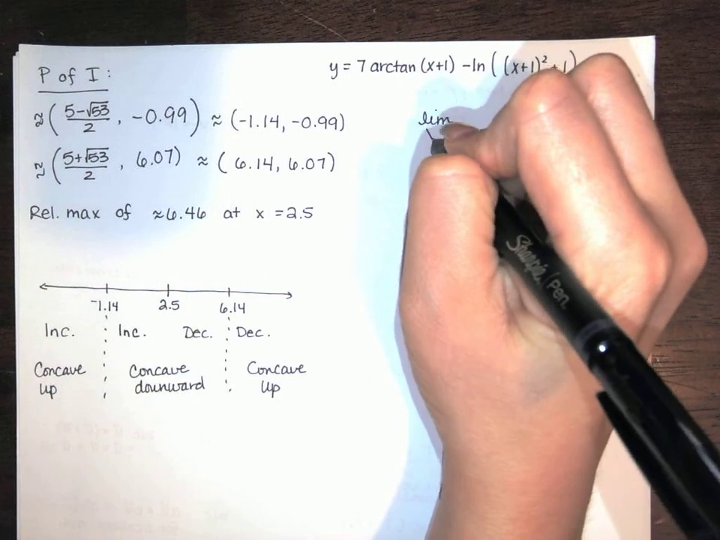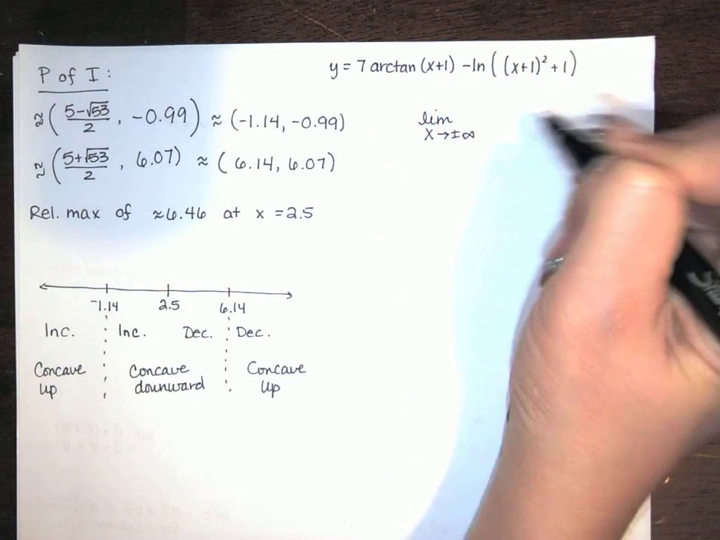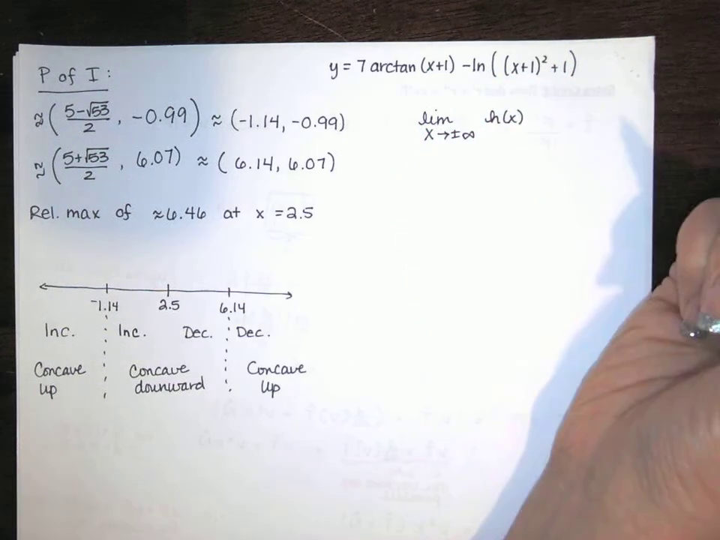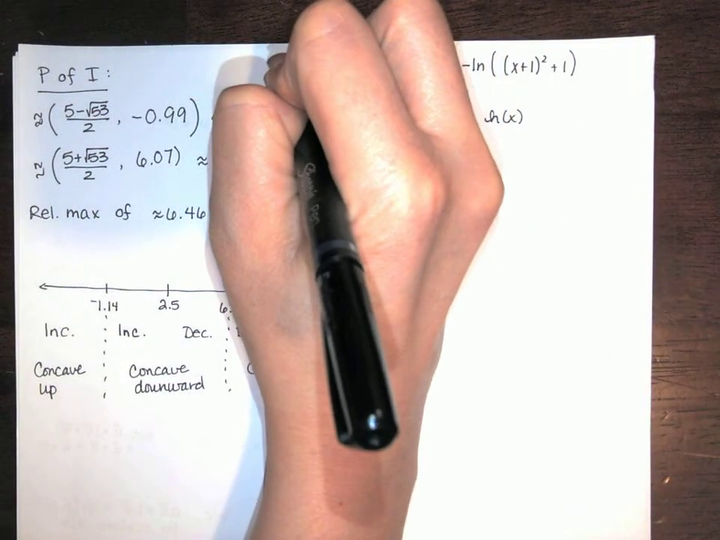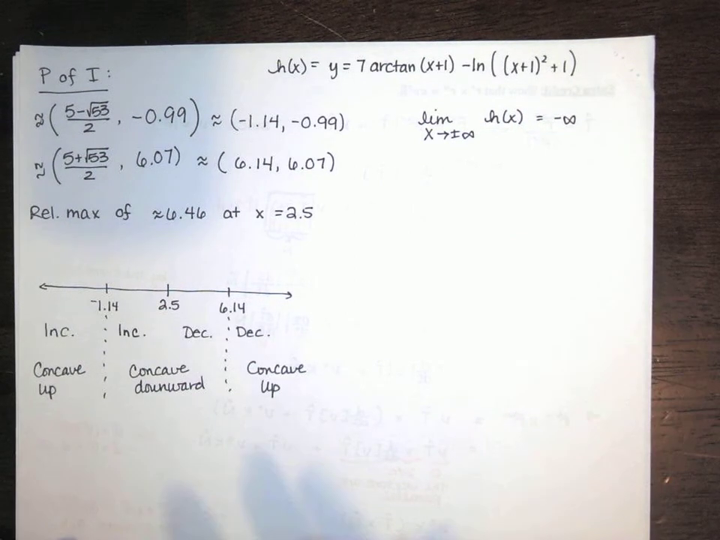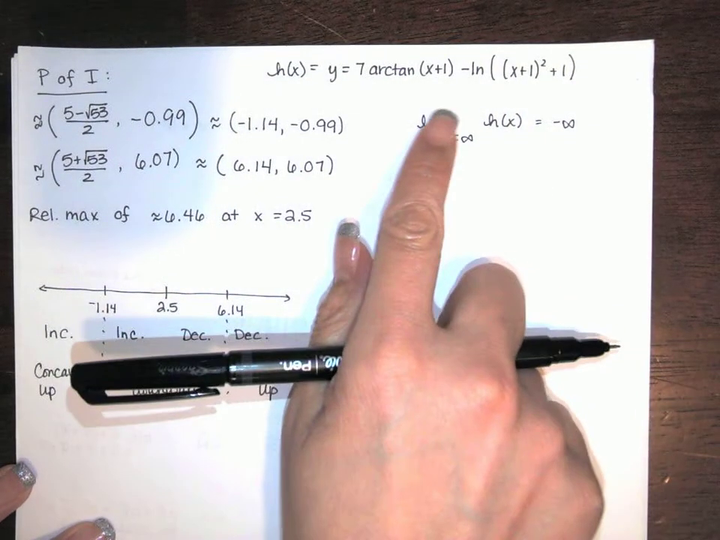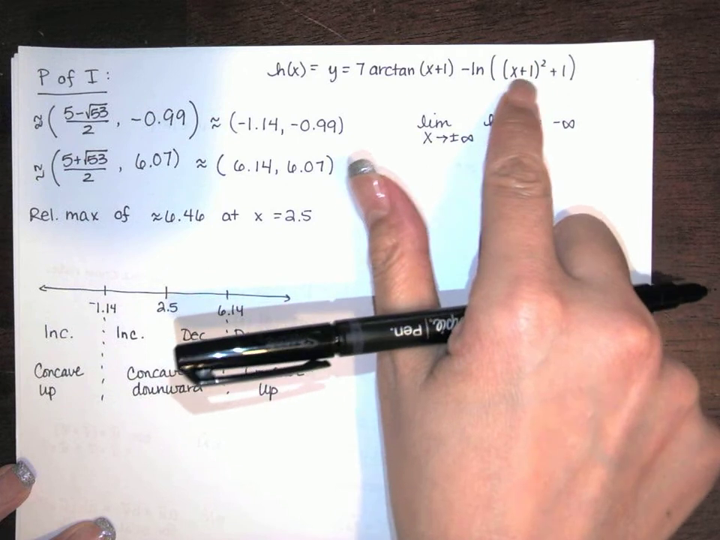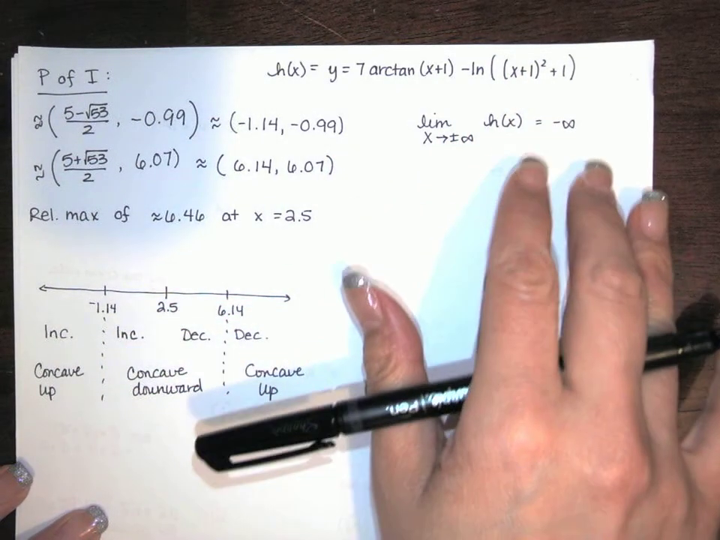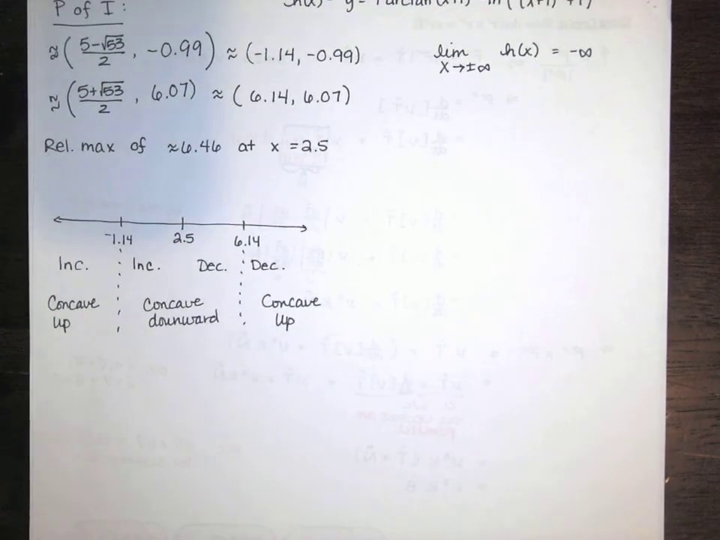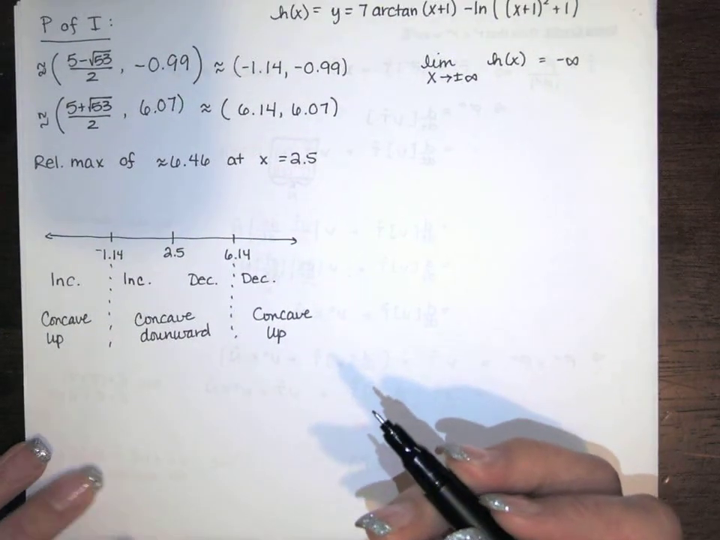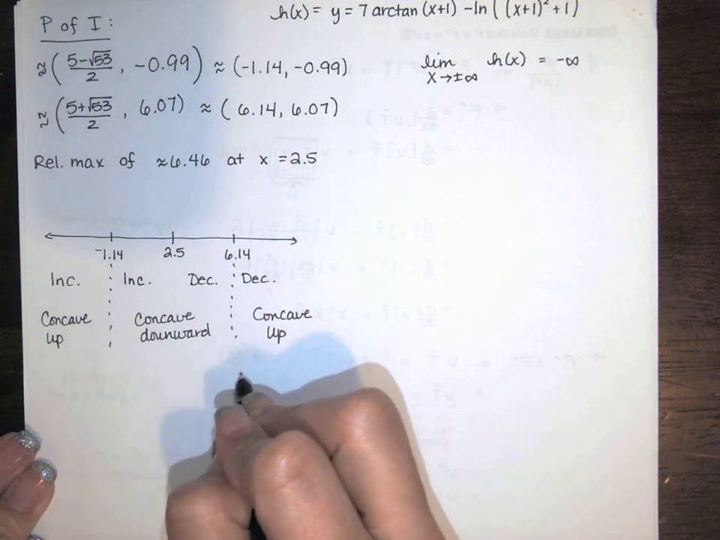So the limit as x goes to positive or negative infinity of the function, and I think the original label was h of x, its original name, that's going to be negative infinity. So I want to keep that in mind, and I know that again because this is bounded and this one's going to infinity very slowly. So I'm subtracting something that's going to infinity, so the whole thing is going to negative infinity. Okay, that should be enough to help me graph this. So let's graph it.